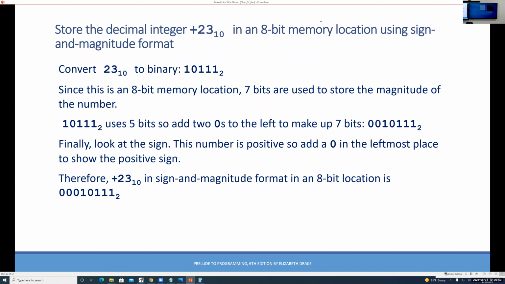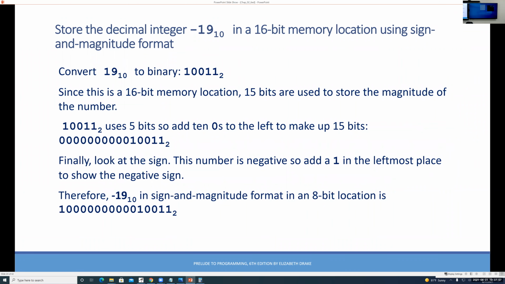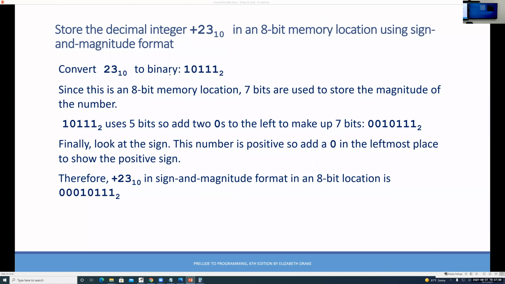Okay, now here's the thing. If you want to store the decimal number positive 23 in an 8-bit memory location, we just convert it here. The first thing you have to do is convert 23 to binary.